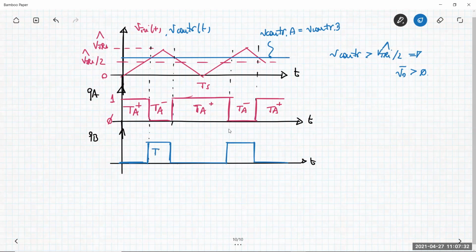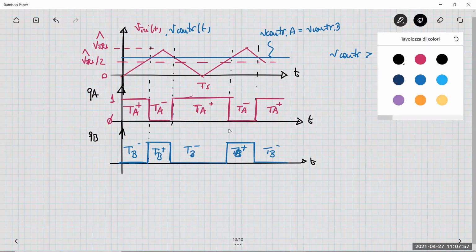So here we have TB plus on, here, sorry, TB minus, TB minus, TA plus, TB plus. Okay, I'm putting here the name of the transistor that will be on in that specific interval, okay?